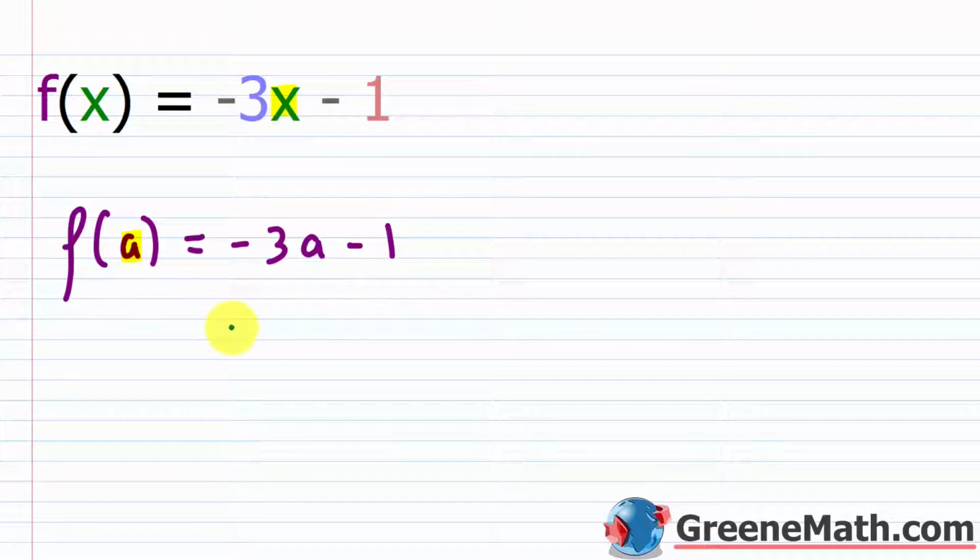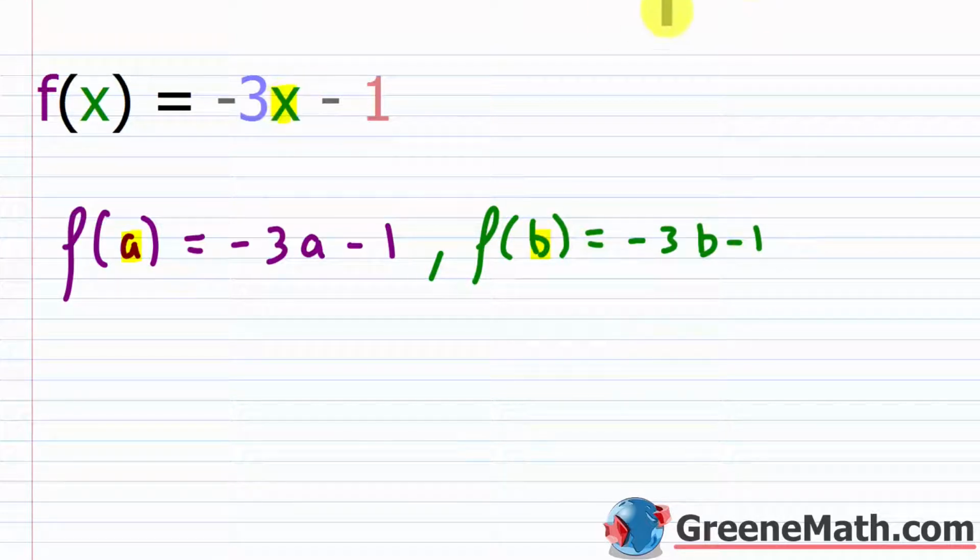Now, what I also want to do is look at f of b. So what would that be? It would be negative 3b minus 1. Again, all I did was plug in a b where there was an x in that function. Okay, so far so good.